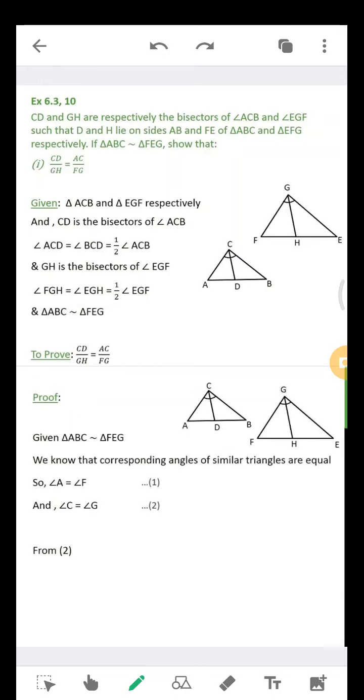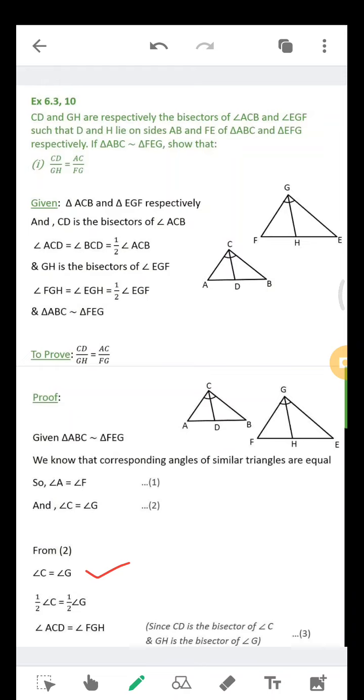So now A is equal to F, I have got already. C is equal to G, we have got, but C and G are not part of ACD and FGH, the triangles which we are going to prove similar. So I'll take just half of those. That is from equation number 2. What I'll do now, let's see. Equation 2, angle C is equal to angle G, we have got.